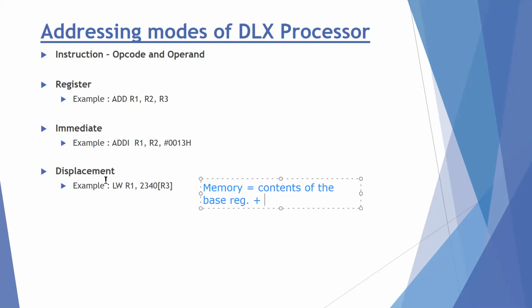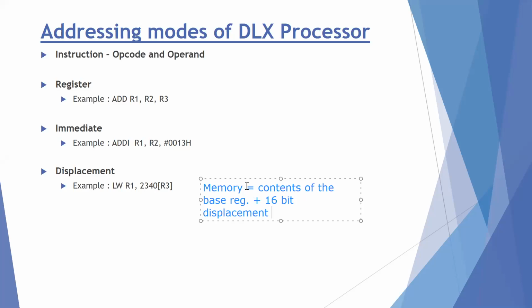The name displacement comes from the fact that, or we can call it base displacement also. This is also referred to as base displacement. So we have a base register R3 here, some value it contains, and 2340 is the displacement from that base of that memory location. So contents of the base register plus the 16-bit displacement given in the instruction.